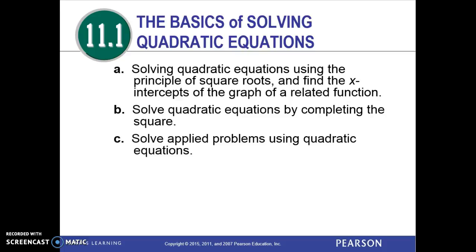We're going to solve quadratic equations using the whole idea of square roots. So taking the square root of something, and then finding those x-intercepts of the graph. We're going to also look at solving it by completing the square and by using quadratic equations in applied problems, things like that. So let's look at some examples of what are quadratic equations.